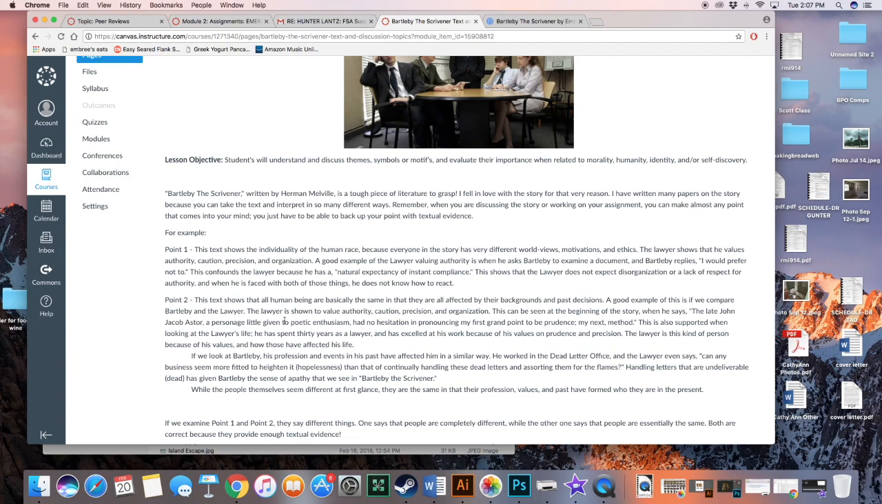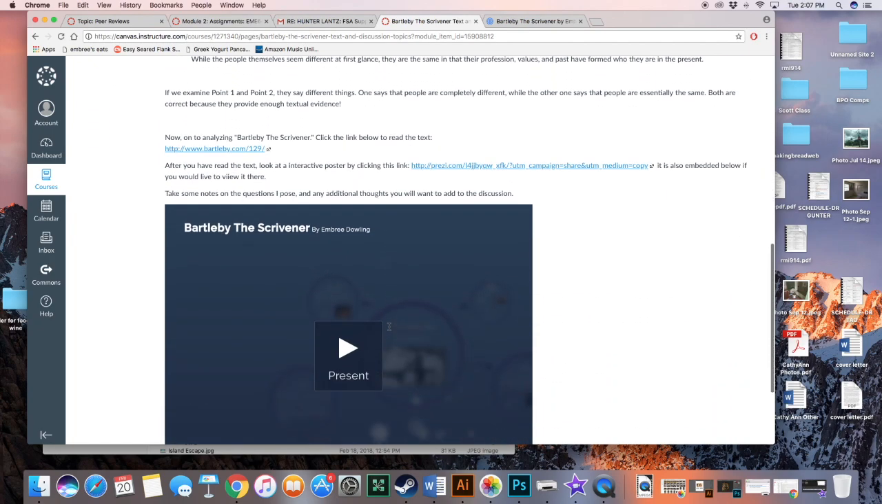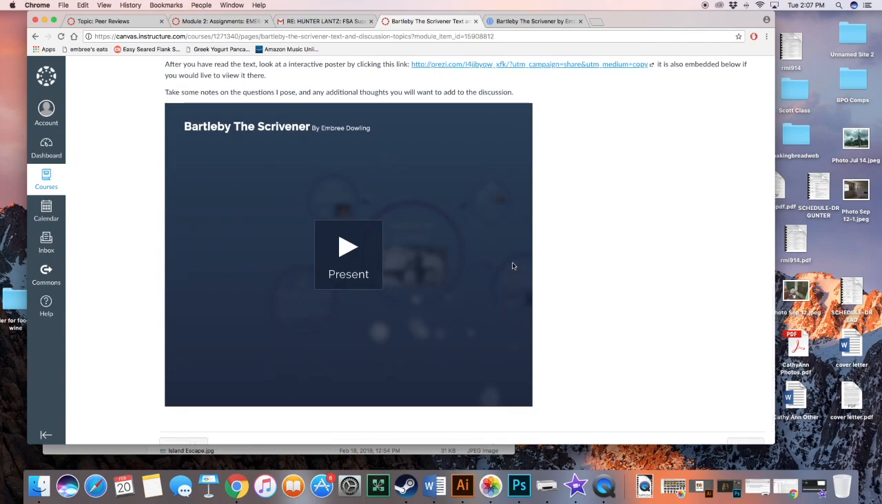So this is one of the reasons that we're taking a look at Bartleby the Scrivener instead of some other ones that would have been good for morality, humanity, and identity. But the reason that I really like Bartleby is because everyone in the class can basically say different things about the text, and every single one of those people can be correct. So let's go ahead and take a look at our Prezi presentation here.